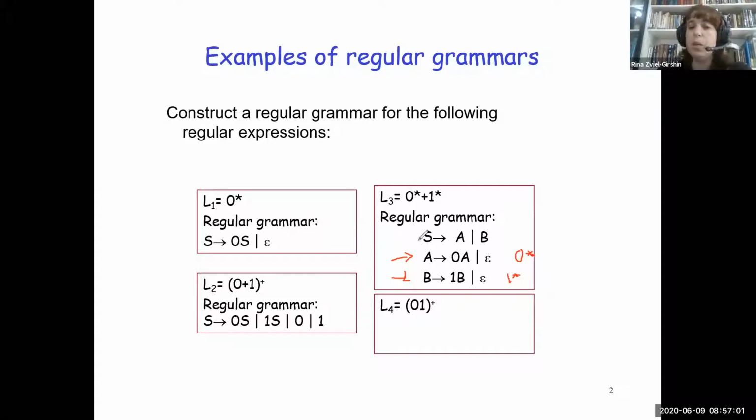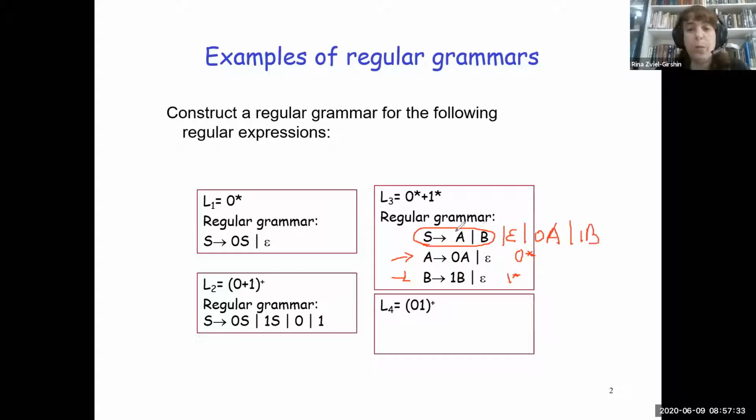But this rule is not a regular grammar rule. So I will rewrite the grammar. Someone proposed to write epsilon A, epsilon B. Epsilon is not a letter, so I can't write epsilon A, epsilon B. I will definitely produce epsilon from S. But then I will move with 0 to A and with 1 to B.